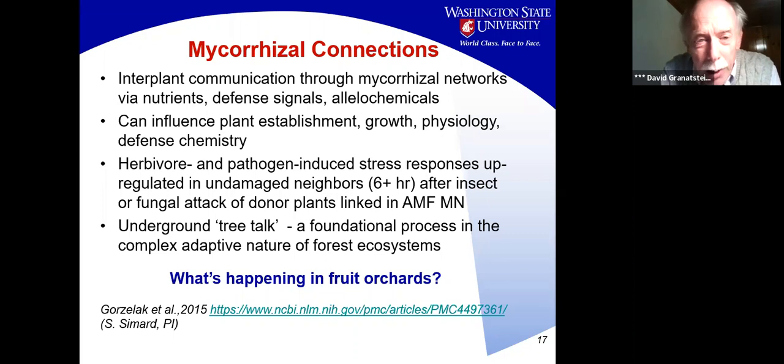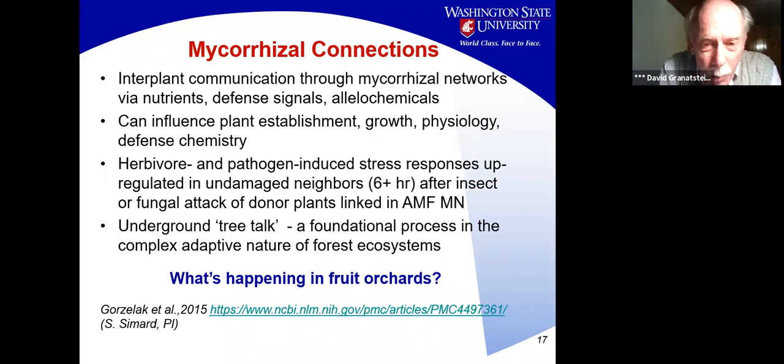And they're sharing nutrients, they're sharing defense signals, they're sharing allelochemicals, all of which can influence establishment of plants, growth, physiology, defense against diseases and pests. Huge amounts of things going on that, again, we just basically ignored for the past 100 years of research.